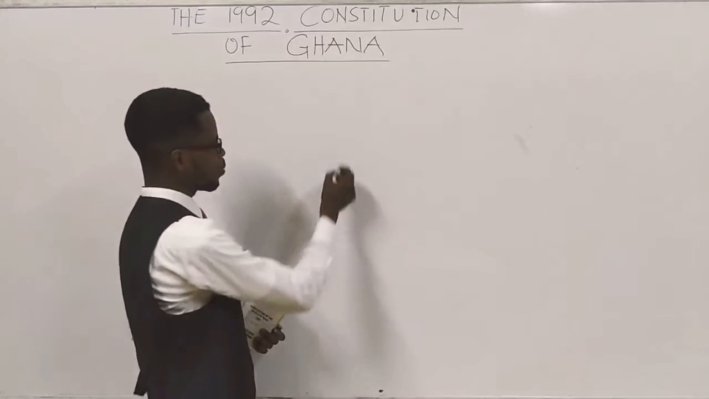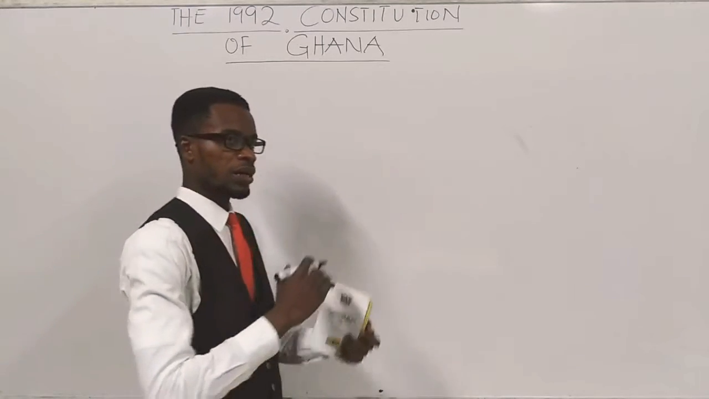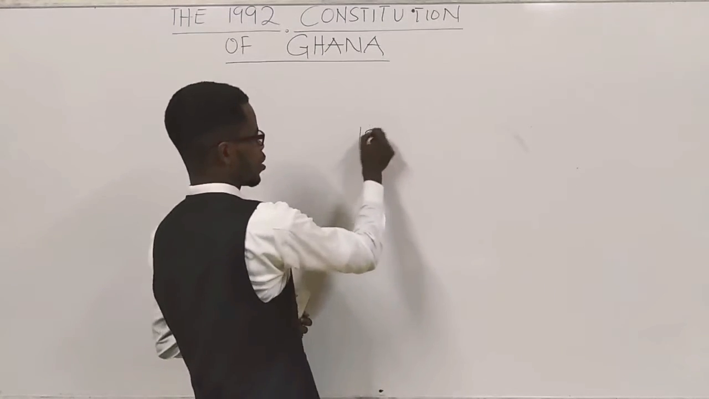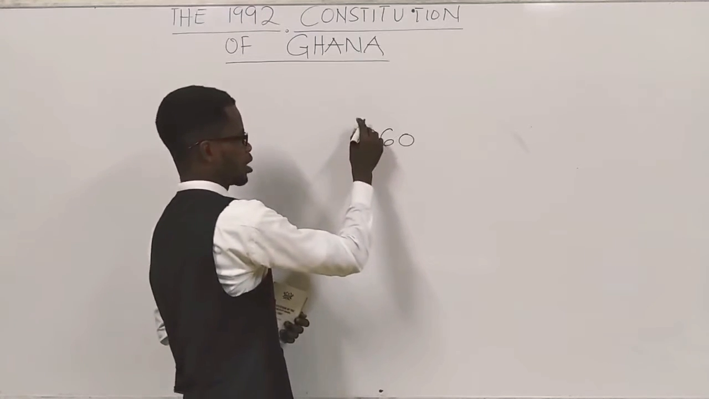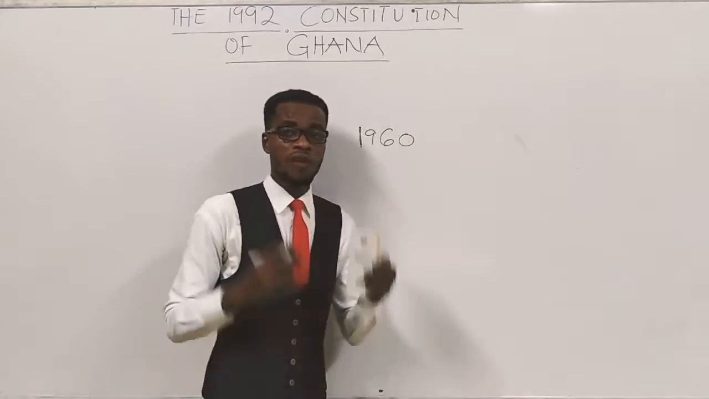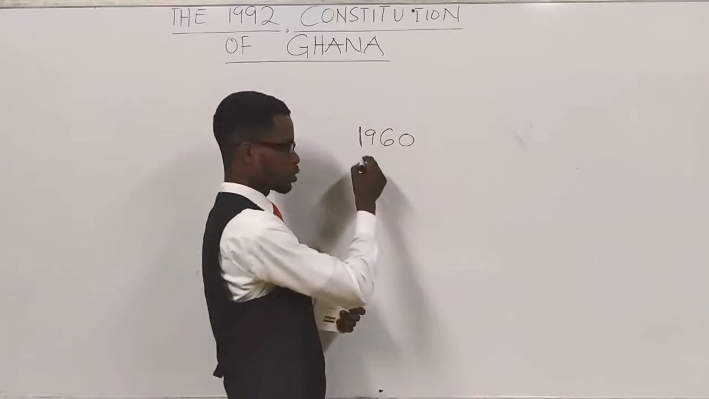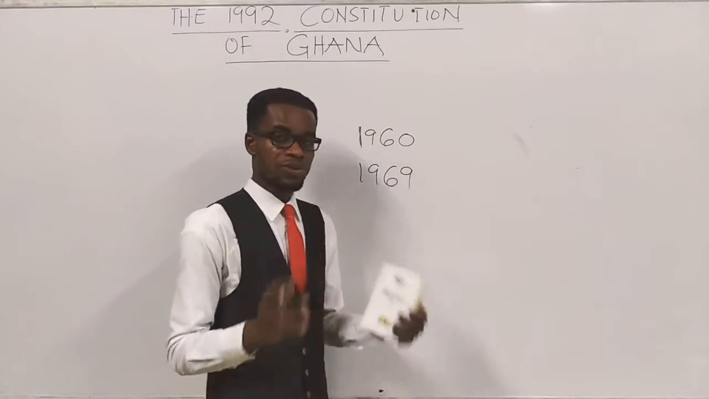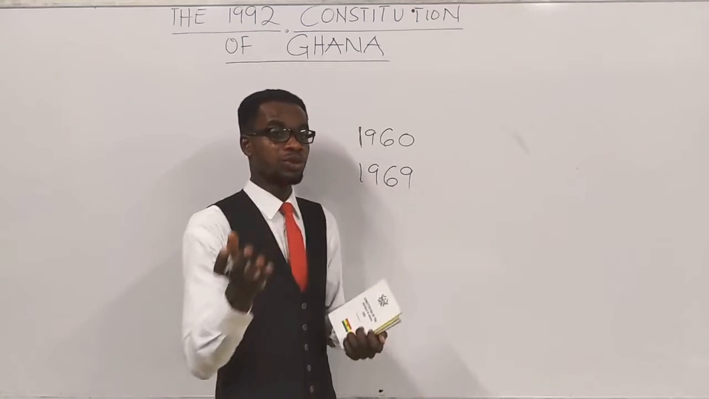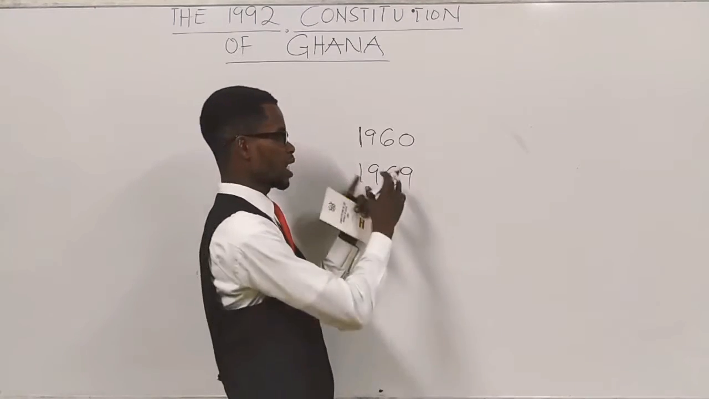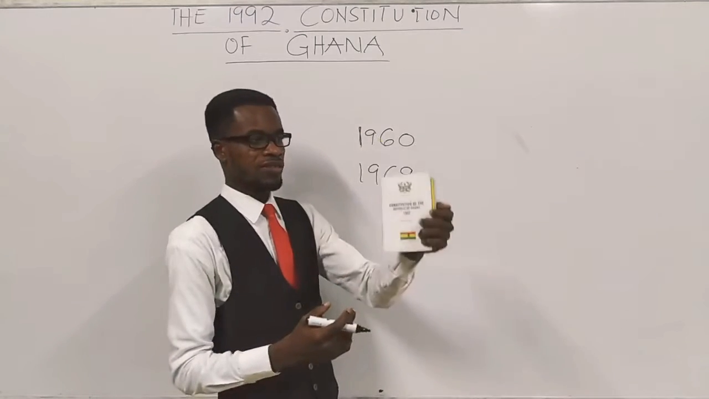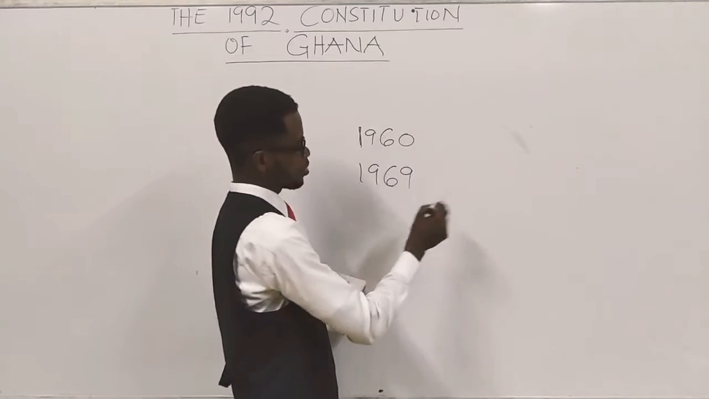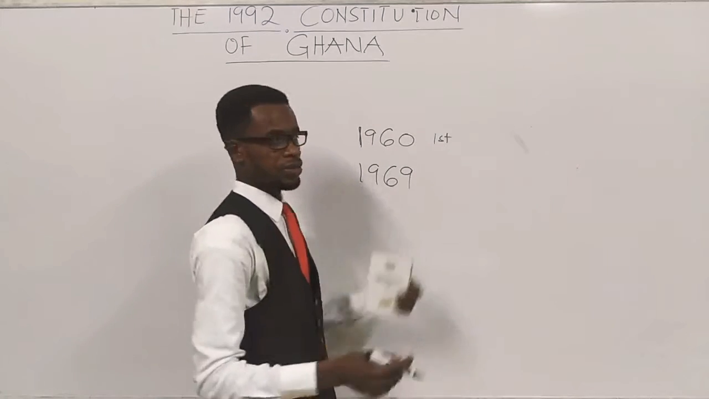Now, from that point, we gradually became a Republican state on 1st July 1960. That 1960 established the beginning of our First Republic. From there, quickly, we jump to 1969. I'll have an episode where I'll be talking about the military rule and the civilian rule, but now I'm just talking about how we got to this Fourth Republican era. So the 1960 First Republican Constitution started.